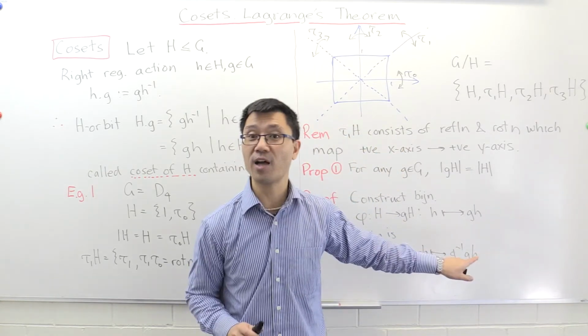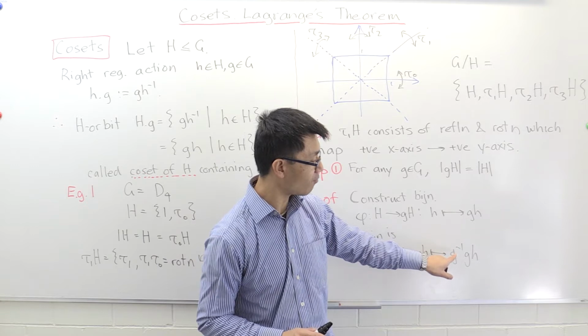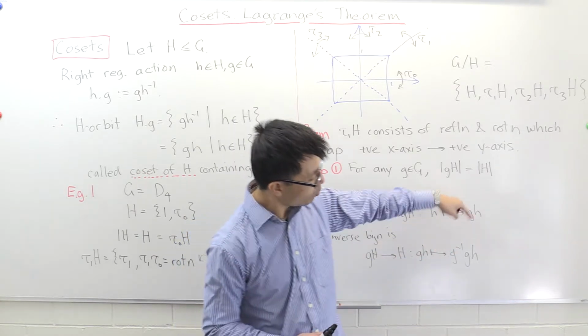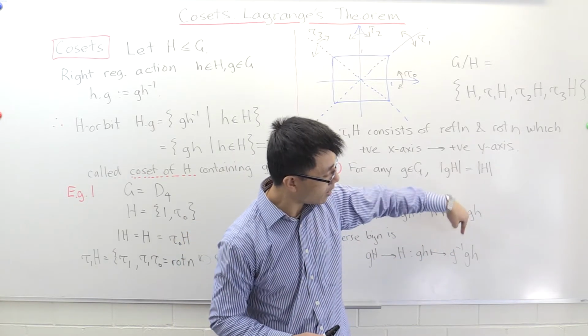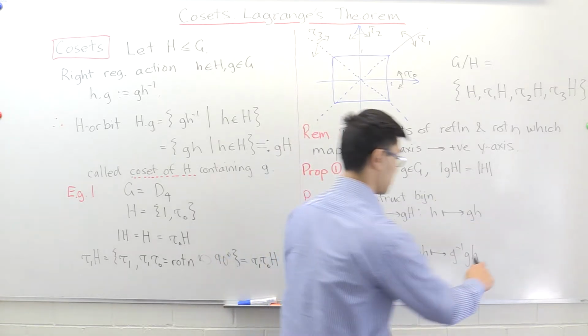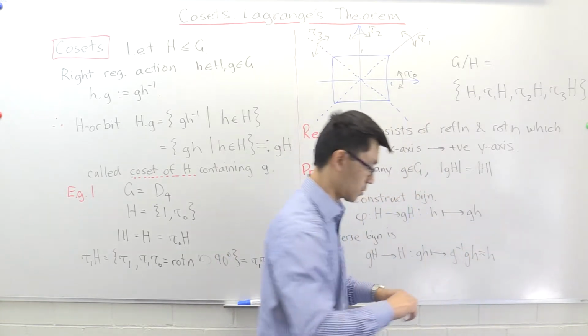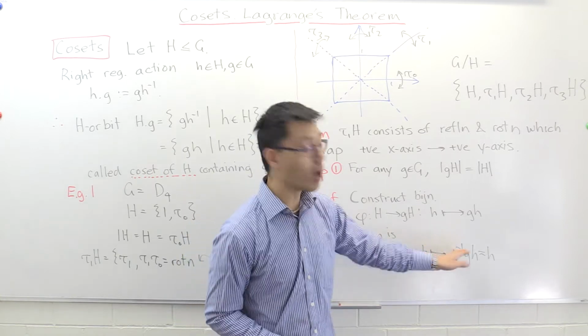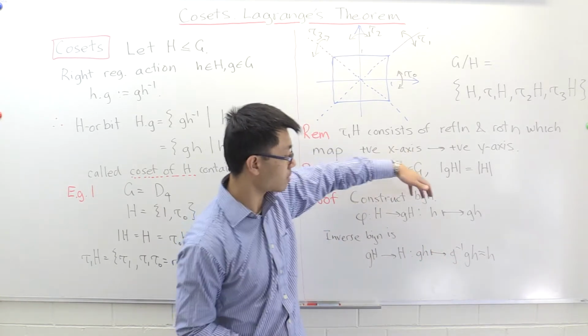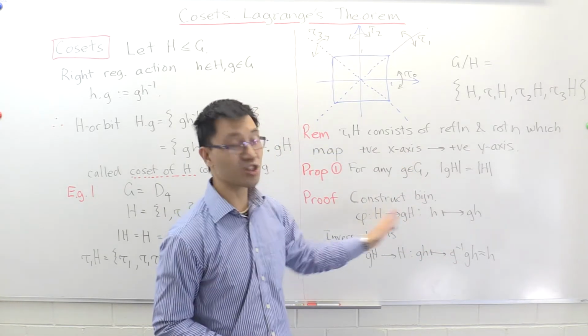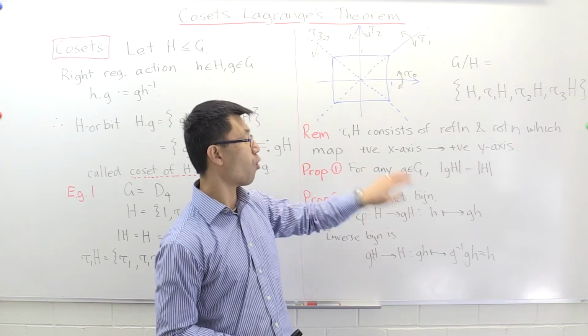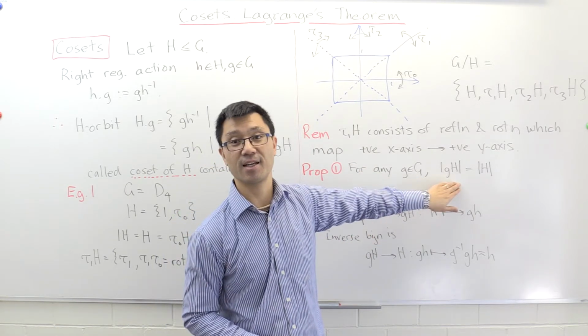That's a well-defined thing, to multiply on the left by g inverse. And of course, the group axioms say that g inverse g is 1, and 1 times h is just h. So indeed, this is a well-defined map which inverts this map here. That gives the bijection between these two cosets, so all cosets have the same cardinality.